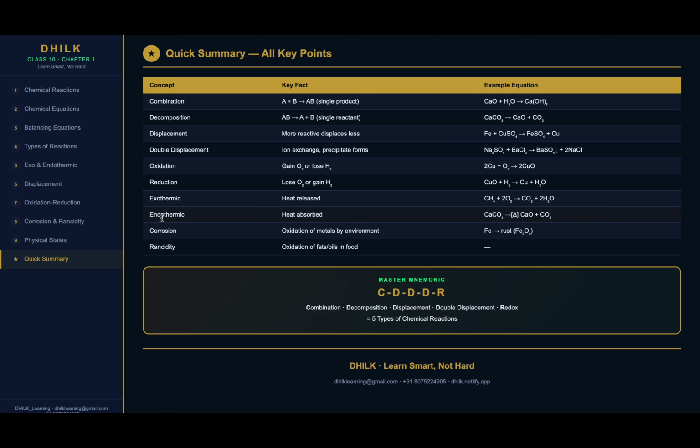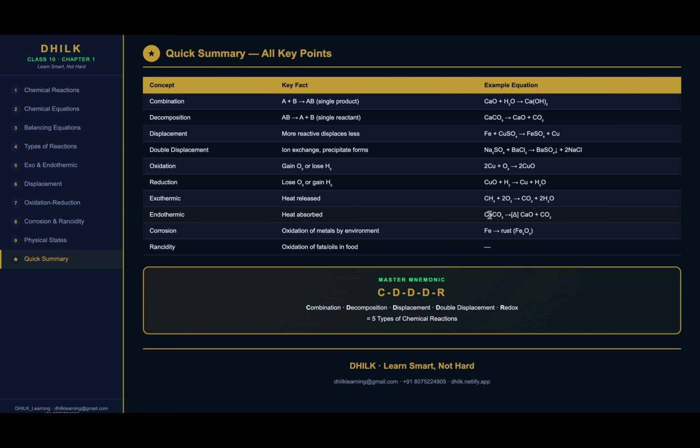Now exothermic and endothermic. What is exothermic? Heat released. If during a reaction heat is released, then that reaction is an exothermic reaction. For example, in this reaction CH4 plus 2O2 gives CO2 plus 2H2O, heat is released. So that reaction is exothermic. Then endothermic reaction. Endothermic means heat absorbed. If during a reaction it is absorbing heat, then that reaction is known as an endothermic reaction.